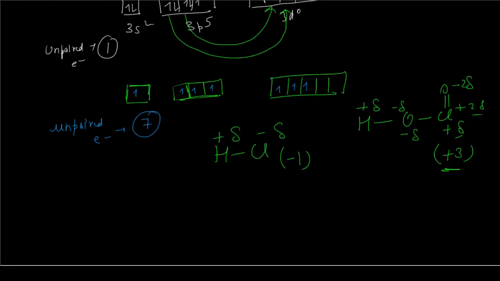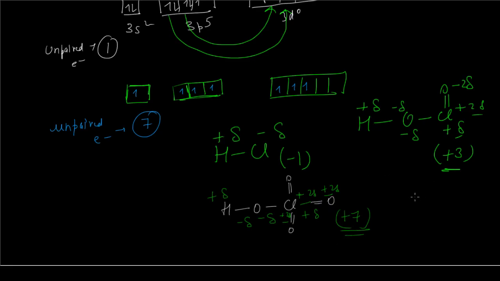Then you can also take the example of perchloric acid. For example, HOCl. This is perchloric acid, okay? So in perchloric acid, you will see that oxygen has minus delta, then minus delta, here also plus delta. This is again plus delta. From here you will get plus 2 delta. From here you'll get plus 2 delta because there are 2 covalent bonds and chlorine is more electropositive than oxygen, and plus 2 delta. So total is plus 2 plus plus 2 plus plus 2, that is plus 6 plus 1, this is plus 7. The oxidation state of chlorine is plus 7 in perchloric acid.